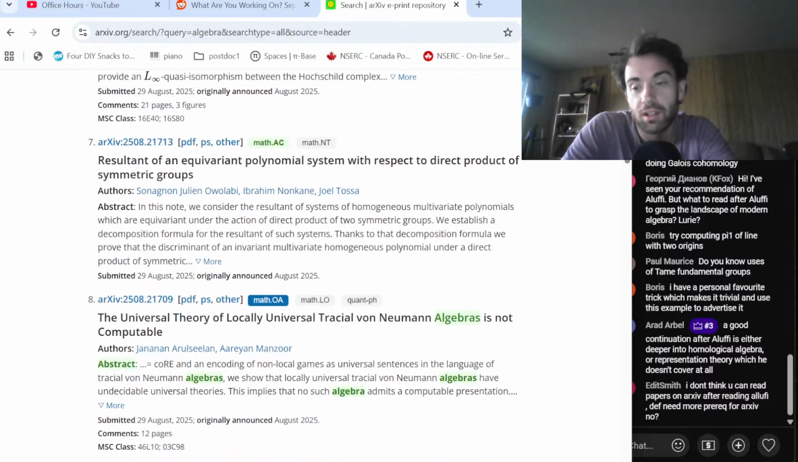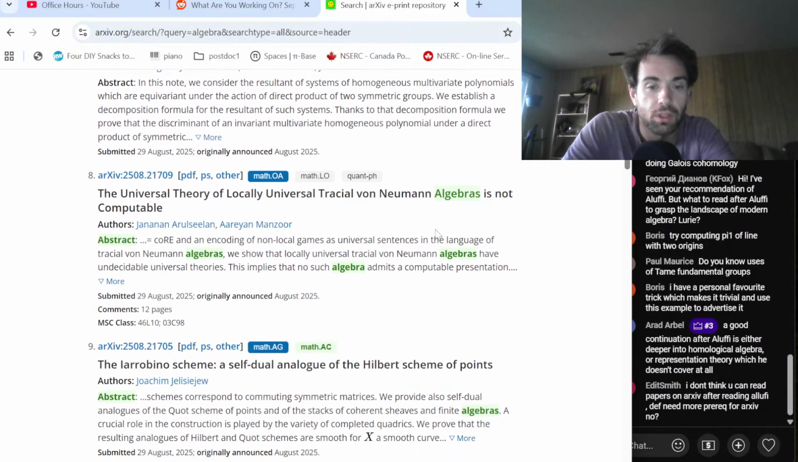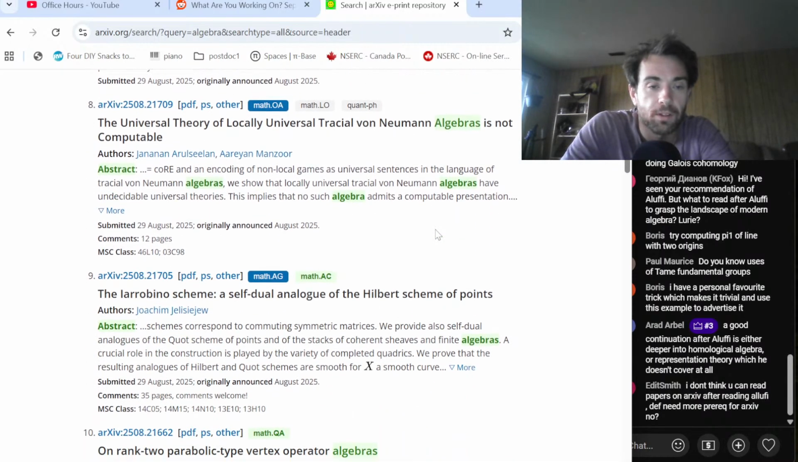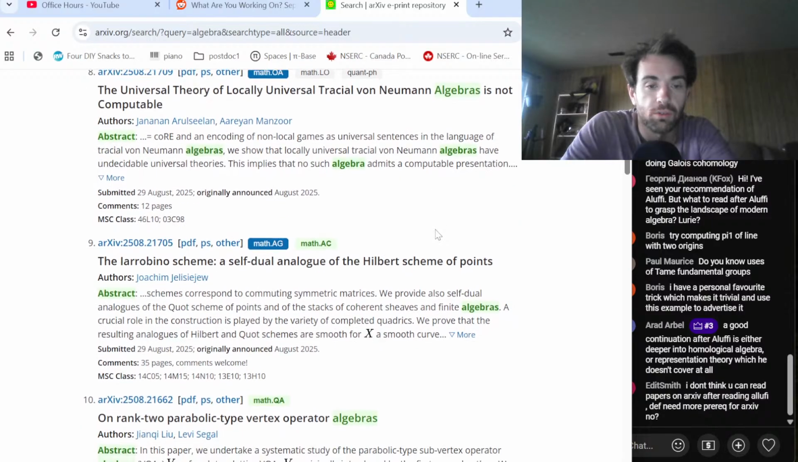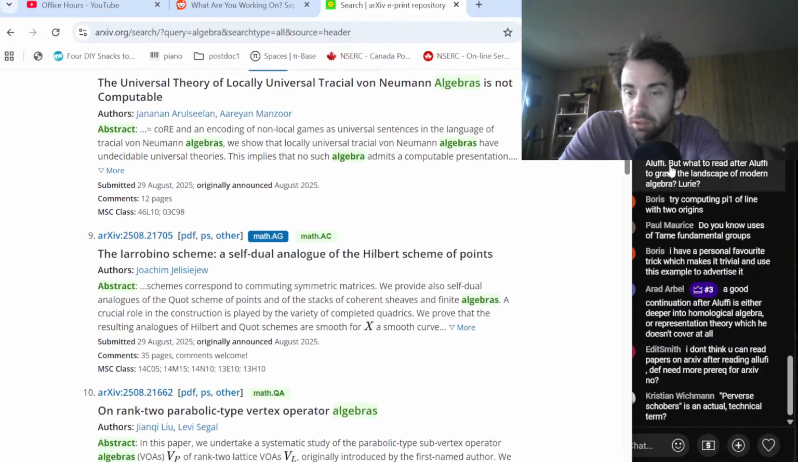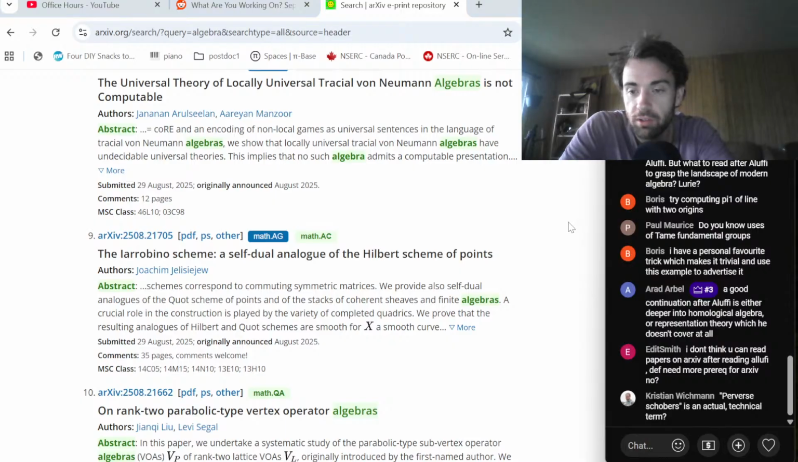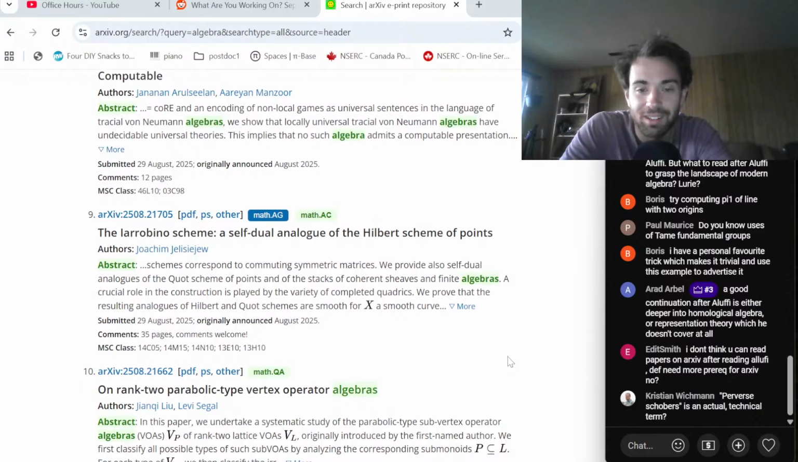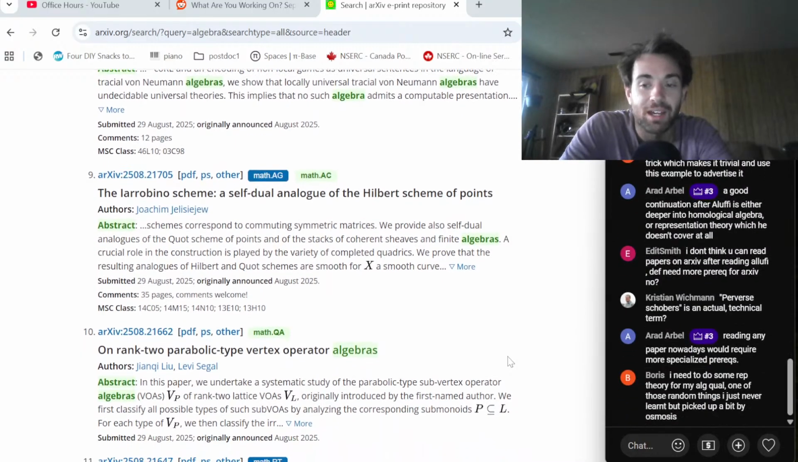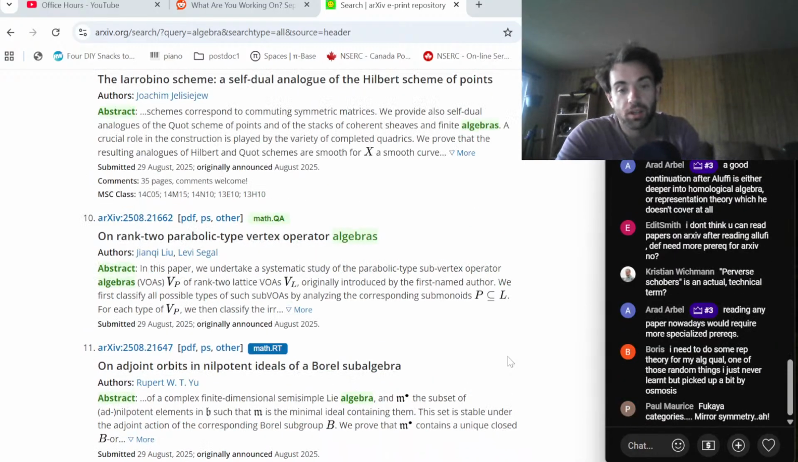So that I think would be a good way to start getting a sense of modern algebra. I mean, yes, Edit Smith, you're right. You can't necessarily just go start reading and deeply understanding a bunch of arXiv papers right away.